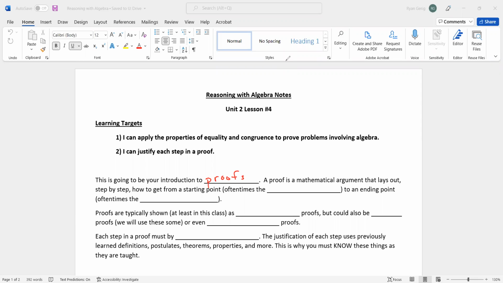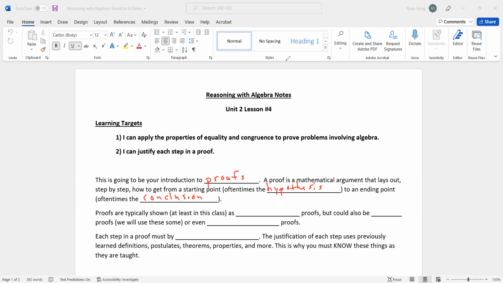Now, a proof is a mathematical argument that lays out step by step how to get from a starting point to an ending point. Now, a lot of times the starting point is the hypothesis. So my conditional statement, the if part, that's where you start. And then you conclude or end with another statement. So a proof gets me from the hypothesis to the conclusion step by step.